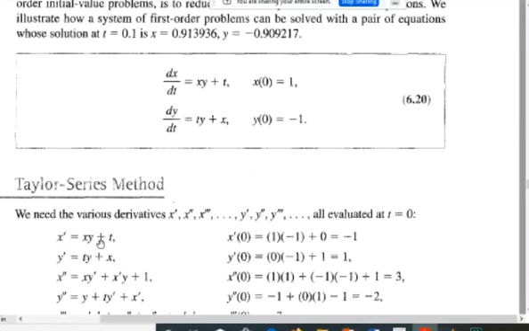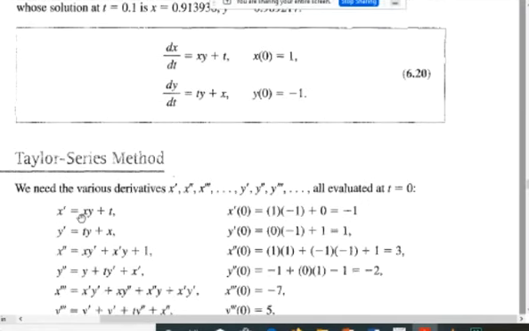We have x prime equals xy plus t, so x prime at 0 we can find from these initial points: initial x, initial y, and t. 1 times minus 1 plus 0 is minus 1. Y prime, we can find from the initial value of y: y prime is 1. By taking derivatives of x prime, we can easily find the second derivative of x with respect to t.